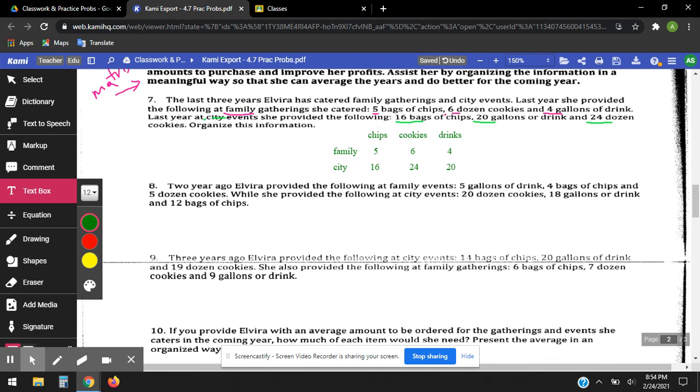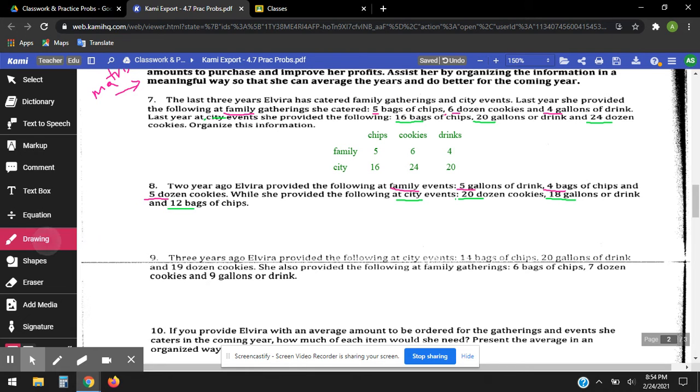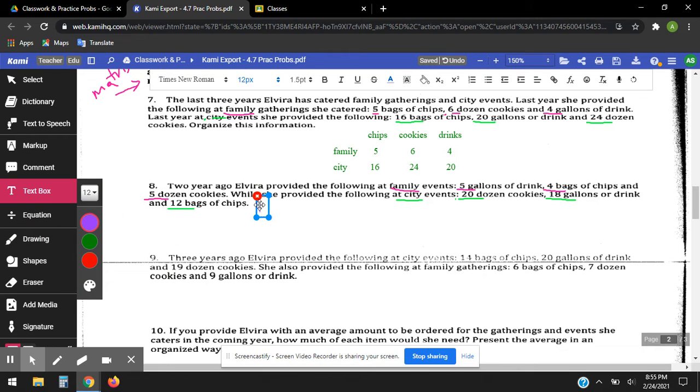Okay, 2 years ago, Elvira provided the following at family events. At a family event, 5 gallons of drink, 4 bags of chips, and 5 dozen cookies. And the city had 20 dozen cookies, 18 gallons of drink, and 12 bags of chips. All right, so let's organize this one. Same thing, but do this one a different color. Get some space up here.